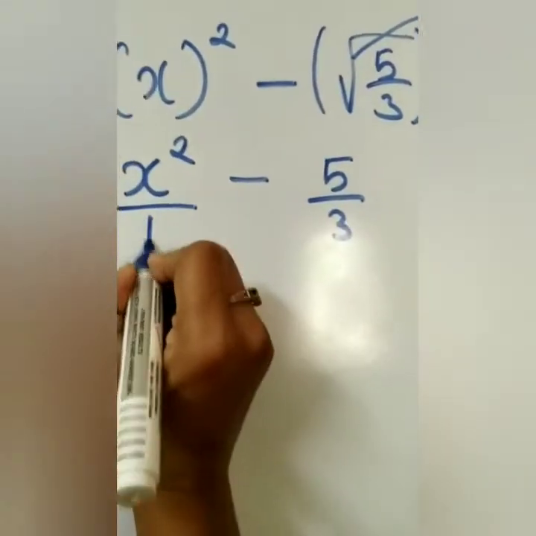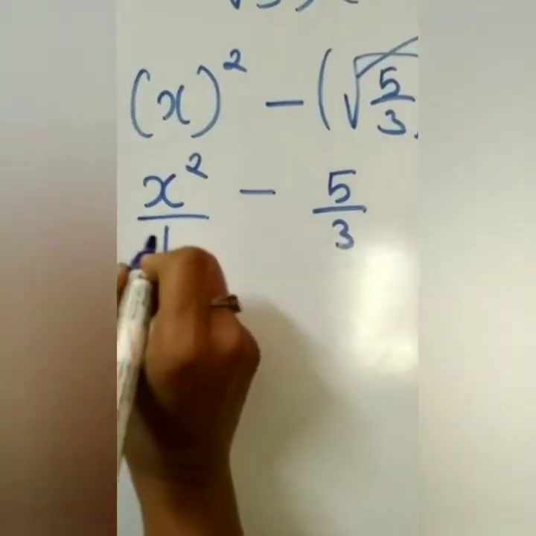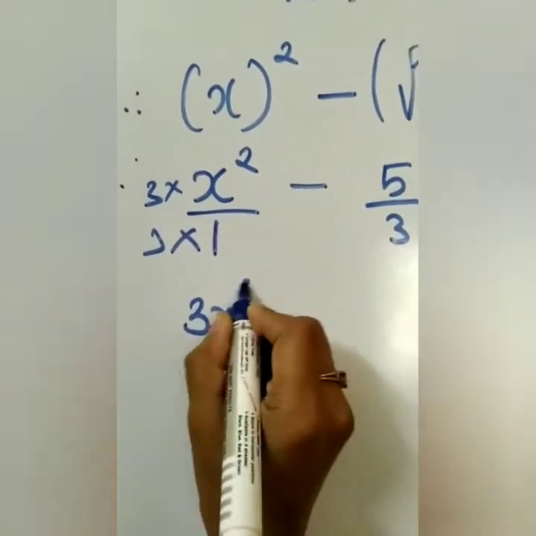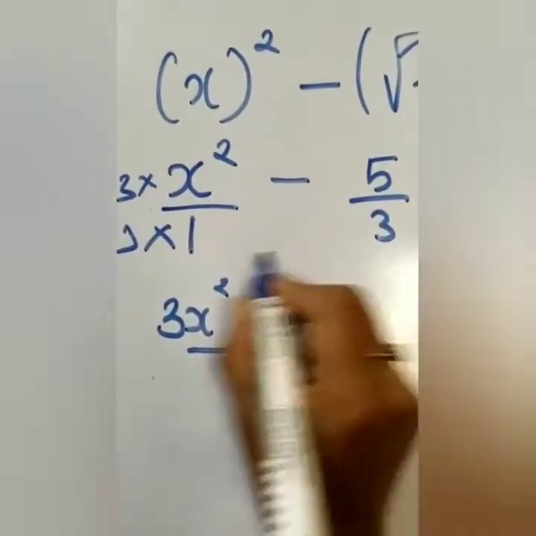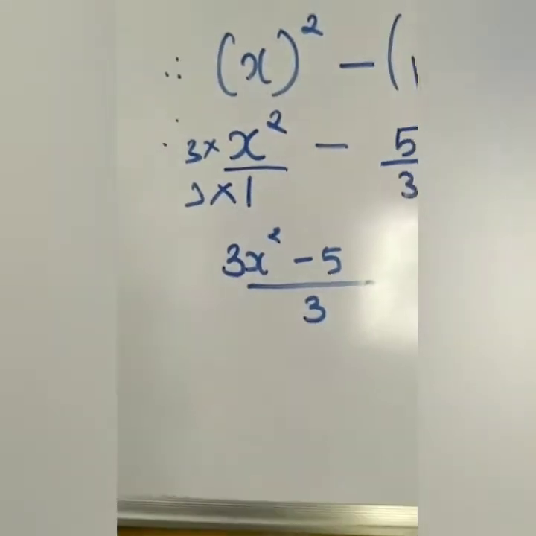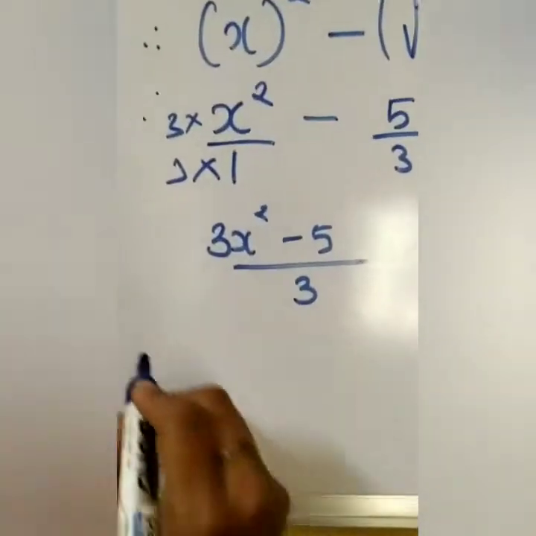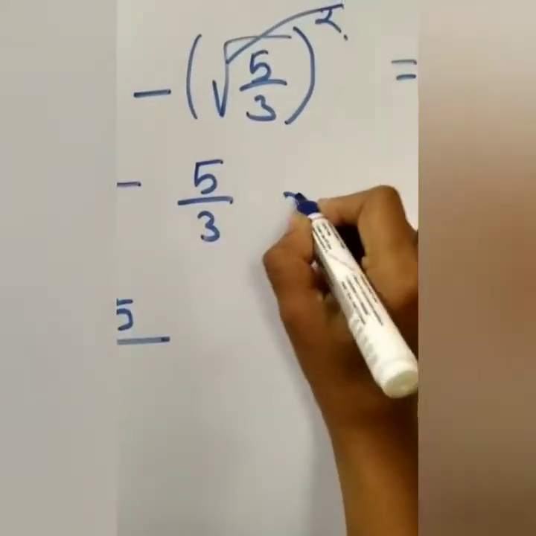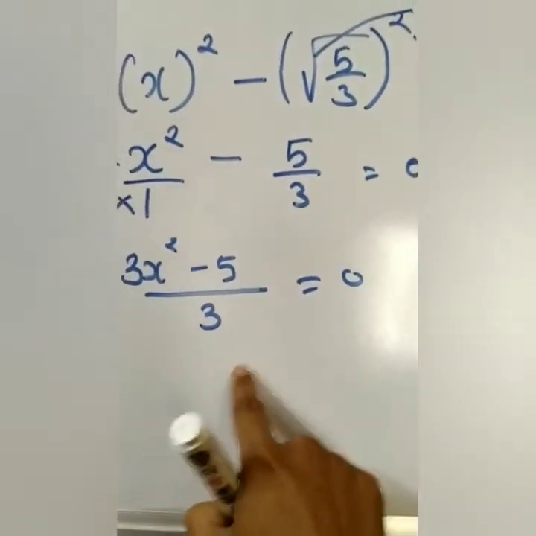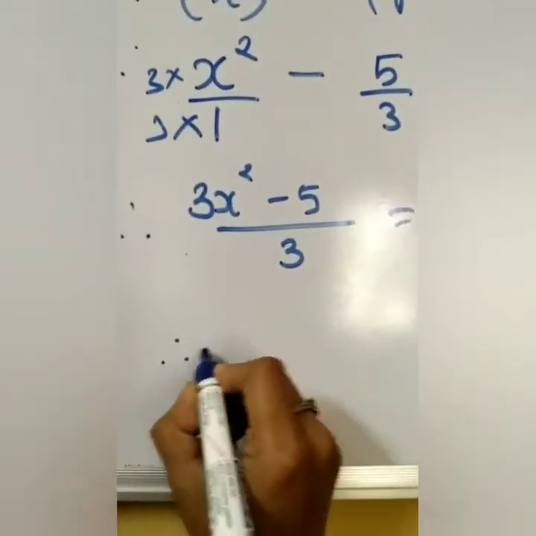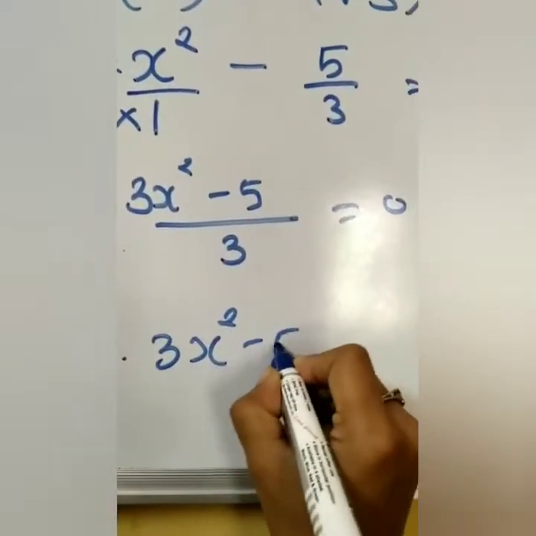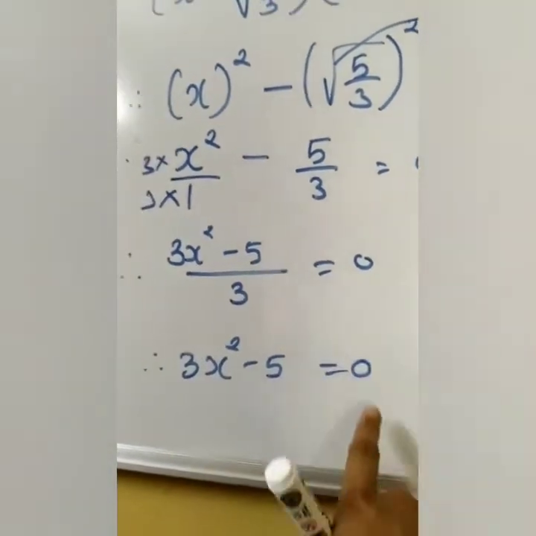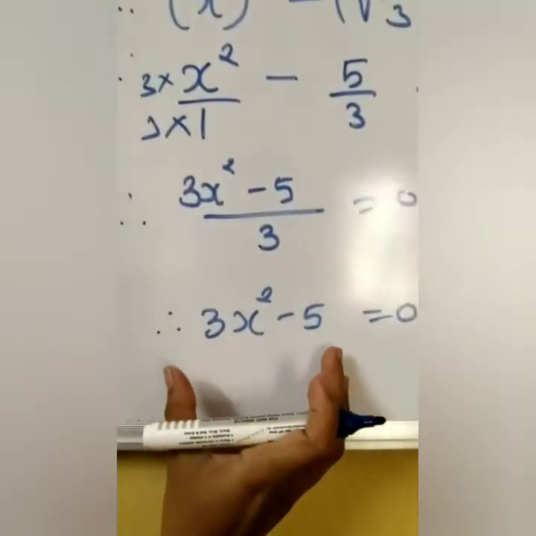Here we will take LCM. Here is 1, here is 3. We want 3 there, so we will multiply by 3 on both sides. So it will become (3x square minus 5) upon 3. Here we have taken the LCM of it. Now if we are comparing any factor with 0, this 3 will become 0. So now we got our g of x in the form of 3x square minus 5, because this 3 will multiply with 0 and it will become 0. Now this one is our g of x.